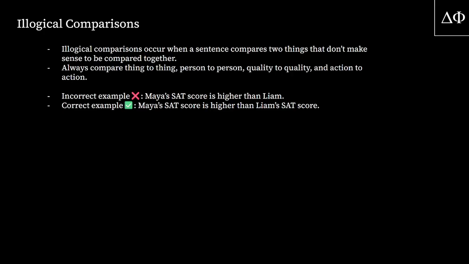Maya's SAT score is higher than Liam. Well, an SAT score can't be higher than Liam. That doesn't make any sense. You're comparing a score to a person. The correct example that fixes this is Maya's SAT score is higher than Liam's SAT score. Now you're comparing SAT score to SAT score, and that makes sense.